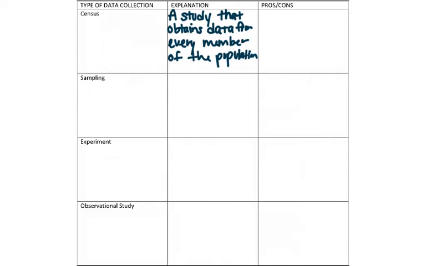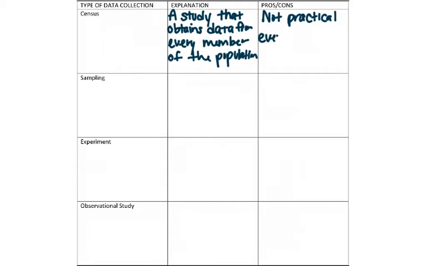For a census, an explanation would be a study that obtains data from every member of the population, which is what the census tries to do, but here are your pros and cons. Not practical, because you're trying to get data from everybody, and I don't even open my door when the census comes around. Don't tell anybody. But it's valuable because every member is a part of the population.